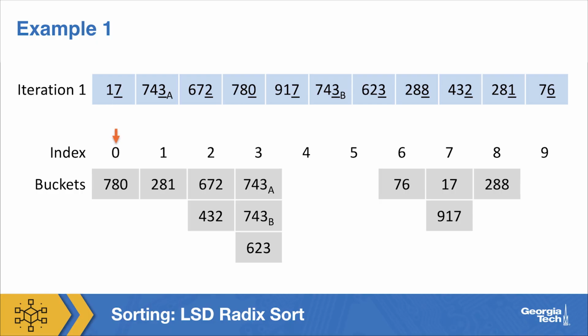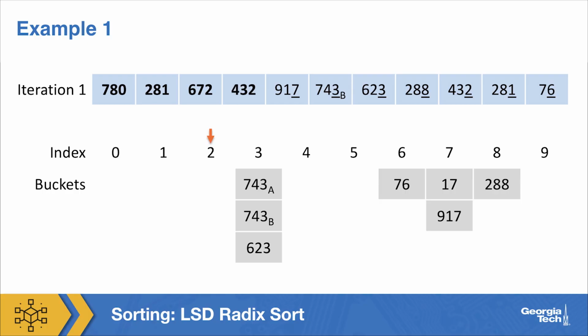In this process, we remove from the buckets and put the data back into the original array, overwriting the data that is there. We empty the 0 bucket, the 1 bucket. Notice that the 2 bucket is acting like a queue and the data is removed from the front of the queue. Bucket 2 is empty and we move on to bucket 3. We begin to empty bucket 3 and the values 743, 743, and 623 are placed back into the array.